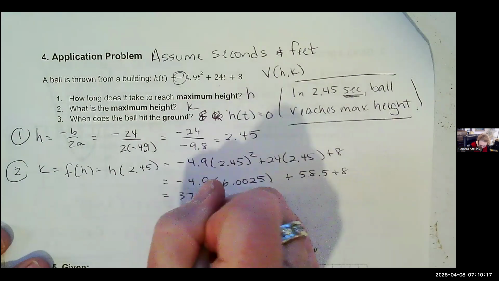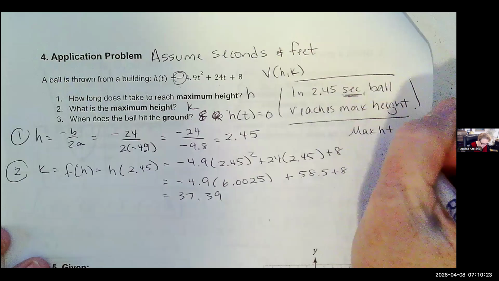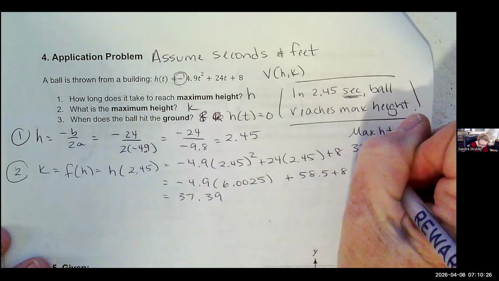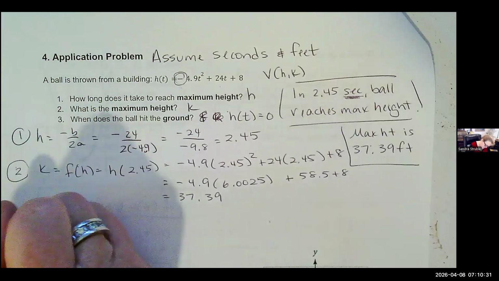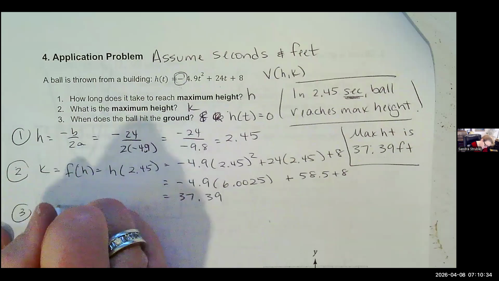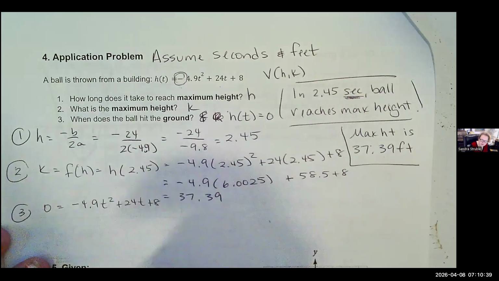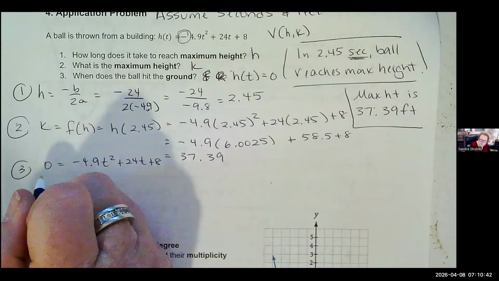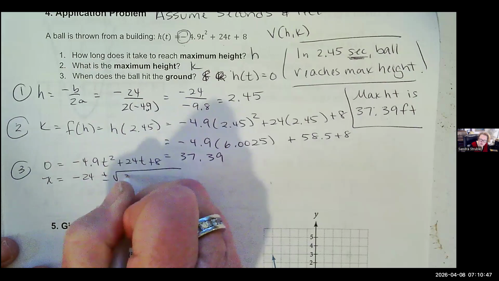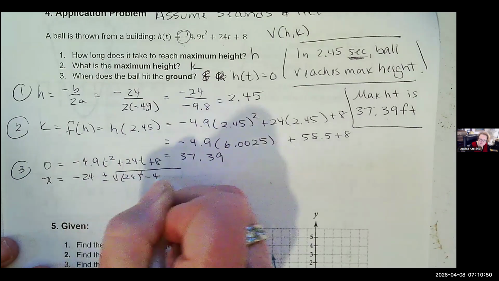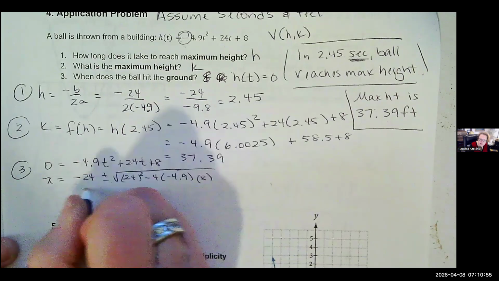So max height is 37.39 feet. The last thing is you let h of t equal 0. And you're not going to factor this. You're just going to use your quadratic. Negative b plus or minus the square root of b squared minus 4 a c, all of that over 2 times a.